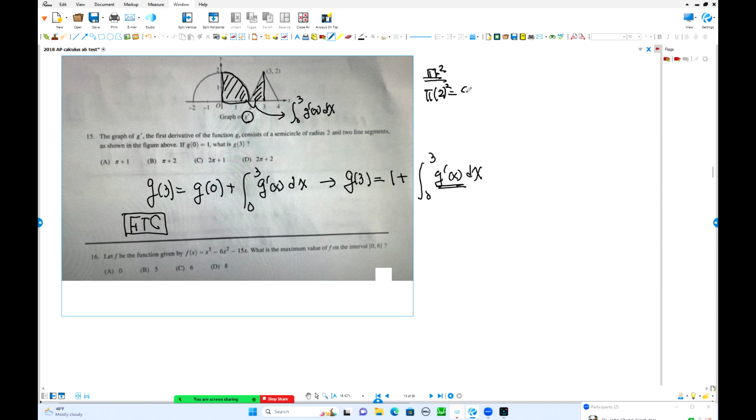Yeah. 4 pi. But this is a quarter. Divided by 4, the area is pi. Okay? The other area, the triangle: the base is 1, the height is 2. This area is 1 times 2 divided by 2 equals 1, right? So this area is 1, the other area is pi. So this value equals how much? Pi plus 1 there, okay? So 1 plus pi plus 1 equals how much? Pi plus 2, okay? That is the value of g of 3.